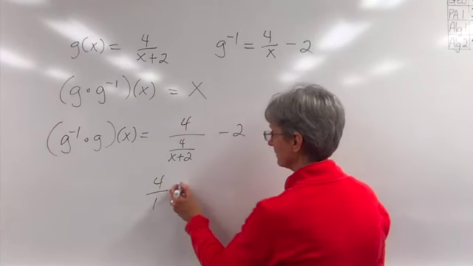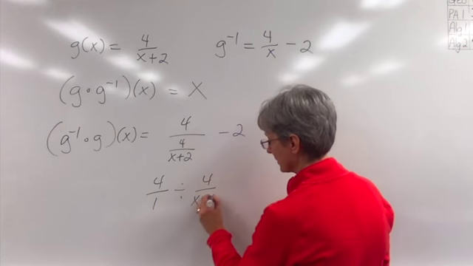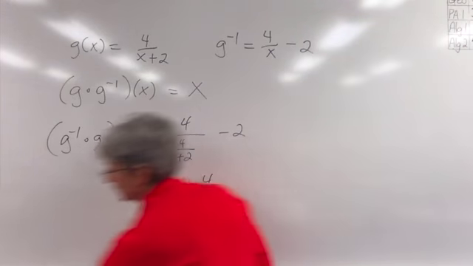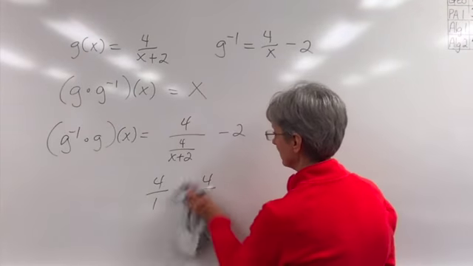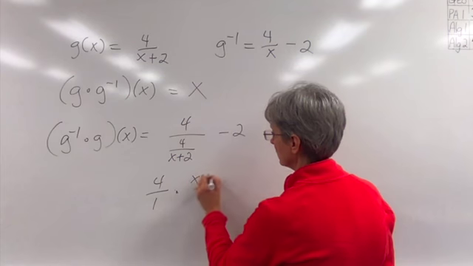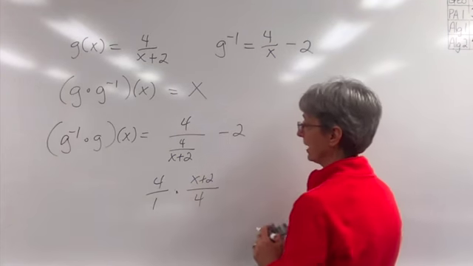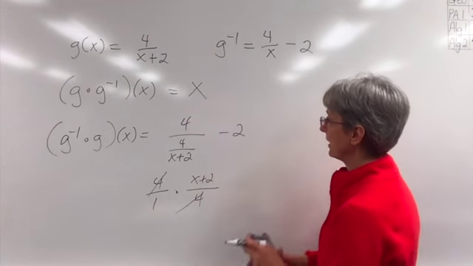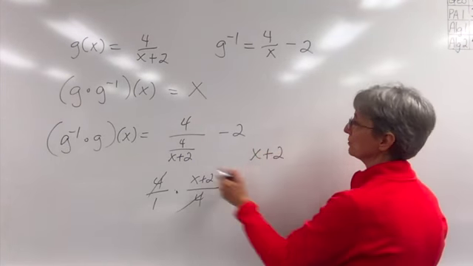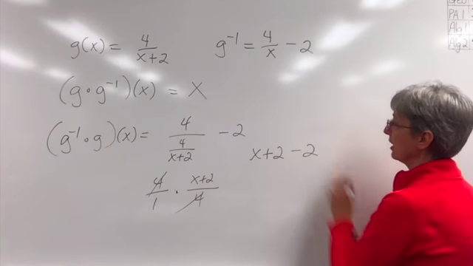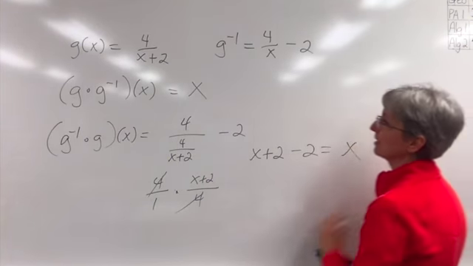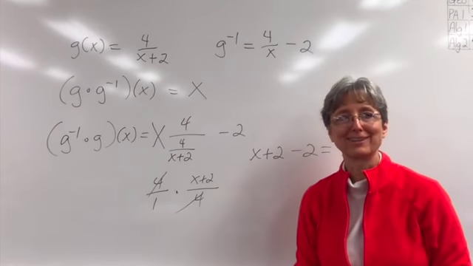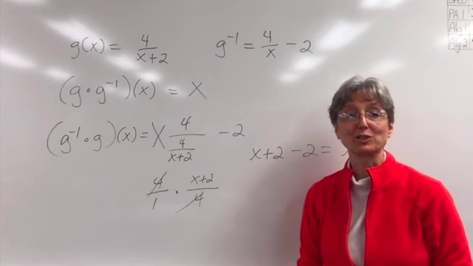4 over 1 divided by 4 over x plus 2. If I'm dividing by a fraction, I multiply by its reciprocal. So this means times x plus 2 over 4. Notice my 4's cancel out, and this whole thing simplifies to x plus 2. So now we have x plus 2 minus 2, which is x. And it worked both ways. This is what inverse functions do.